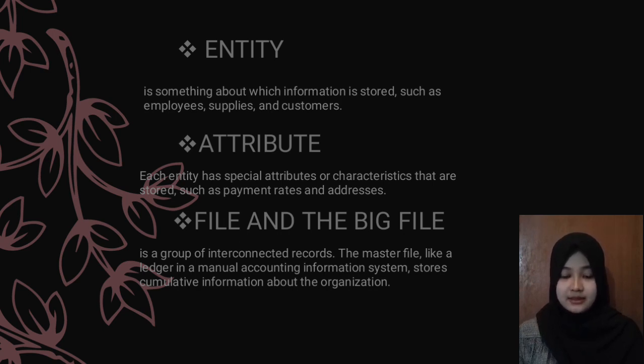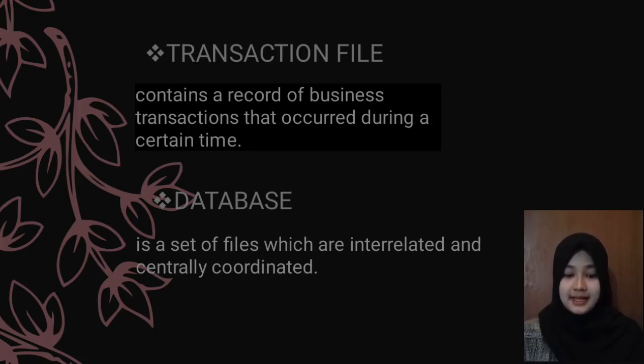File and the master file is a group of interconnected records. The master file, like a ledger in a manual accounting information system, stores cumulative information about the organization. A transaction file contains a record of business transactions that occurred during a certain time. A database is a set of files which are interrelated and centrally coordinated.